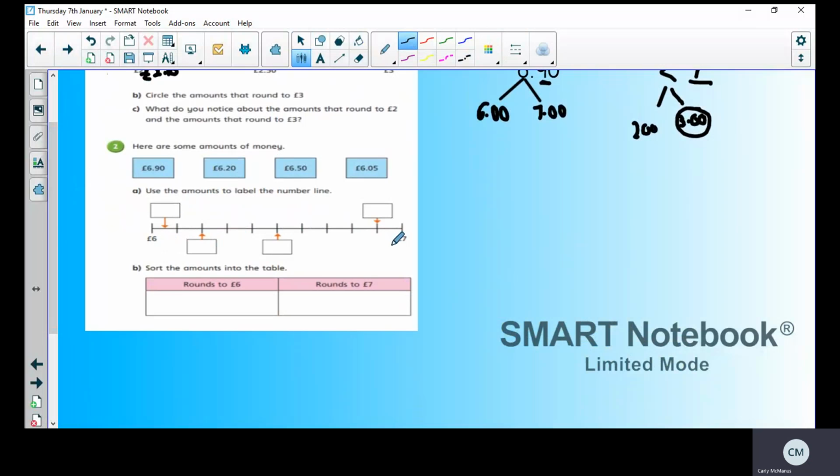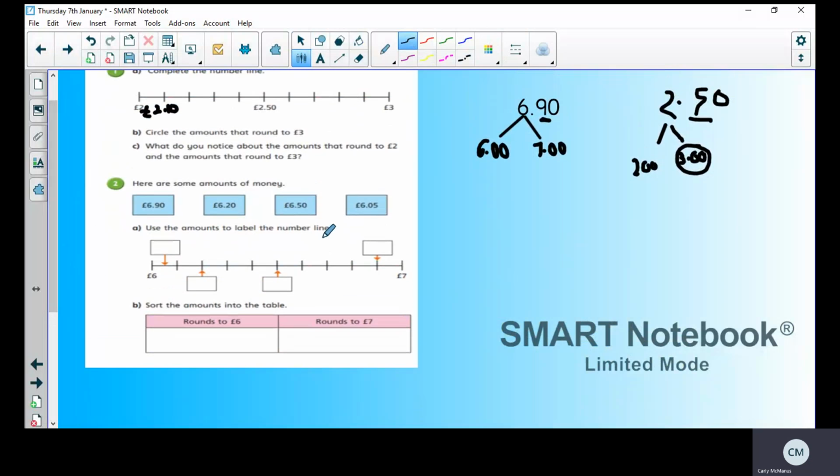So you've got £6 and £7. Have a think what number might be halfway. Have a think about what goes here and here. Now here, you'd have to think they're going up in tens. That'd be £6.10, £6.20. What's going to come between £6 and £6.10? What's halfway? So it's going to be one of these 4 numbers. Now, when you've done that, it says sort the amounts into the table. So out of these 4 numbers up here, which round to £6 and which round to £7?